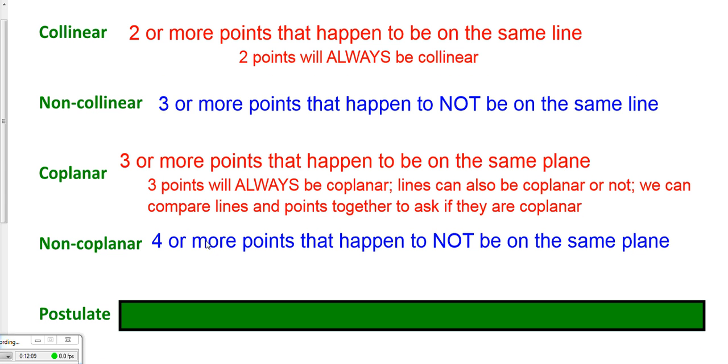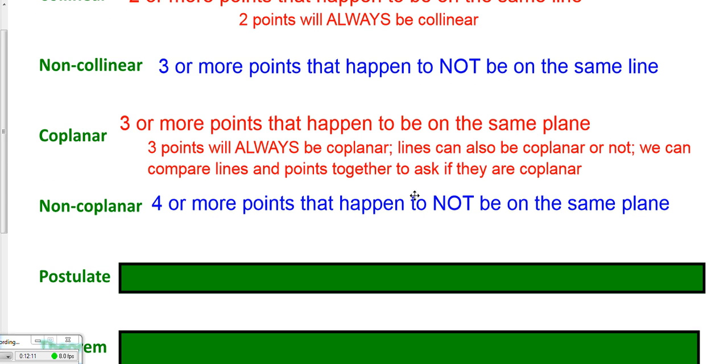Non-coplanar, same thing. 4 or more points that happen to not be on the same plane. Now again, when I say points, that could also be lines. As long as the lines or the points or whatever you're using are not on the same plane, on that same flat surface, they are non-coplanar.